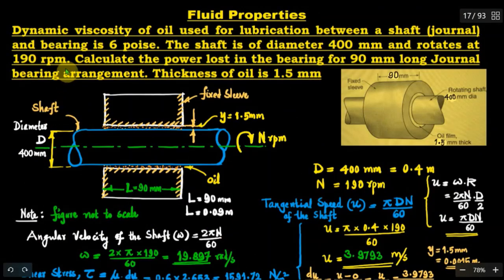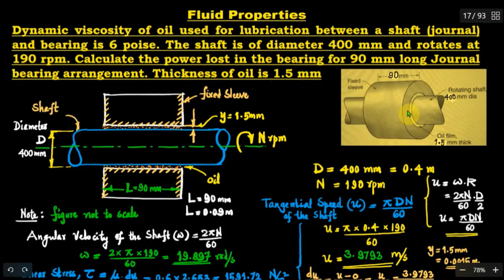Now the final numerical problem of the session: the dynamic viscosity of oil used for lubrication between a shaft, also called a journal, and a bearing is 6 poise. The shaft is of diameter 400 mm and rotates at 190 rpm. rpm means revolutions per minute. Calculate the power lost in the bearing for a 90 millimeter long journal bearing arrangement. The thickness of oil is 1.5 mm.